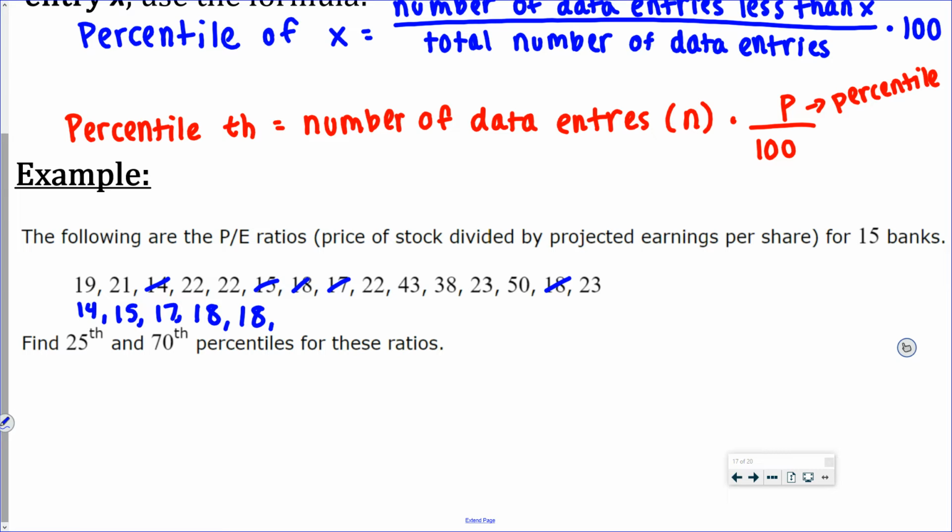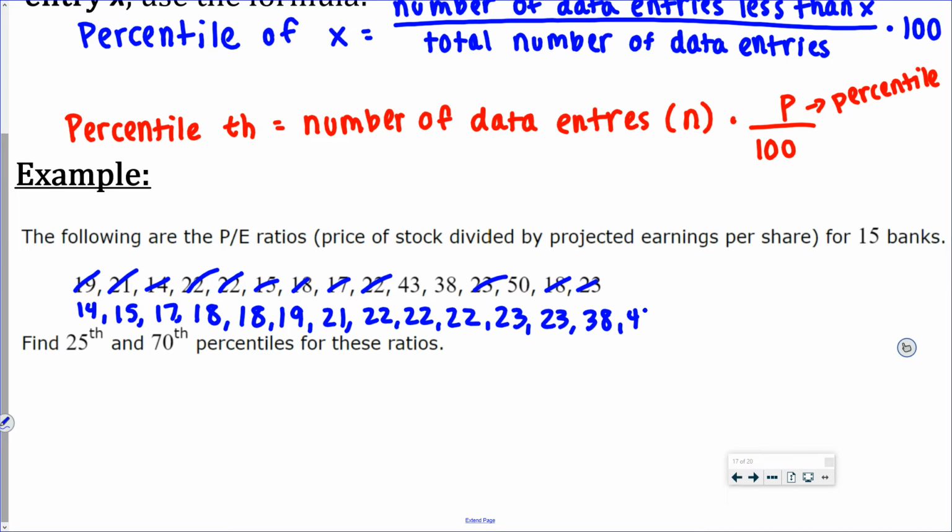Okay, 2 18s, only 1 19, 21, 3 22s, 2 23s, 38, 43, and 50. Okay. So there's our list. And this will help you visualize too, once you actually calculate the 25th percentile, does that make sense? Would 25% of my data fall at that number or below it?